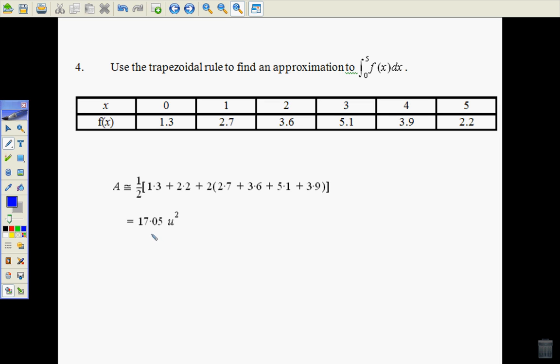So try to remember the formula. Again, I don't remember it in terms of symbols, I remember it in terms of words. So h on 2, the first y value plus the last y value, and then 2 times the sum of the rest of the values.